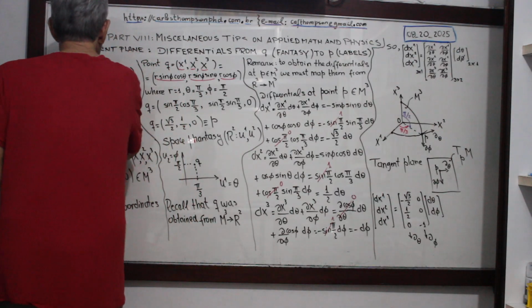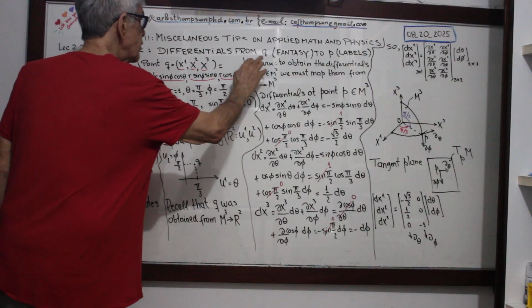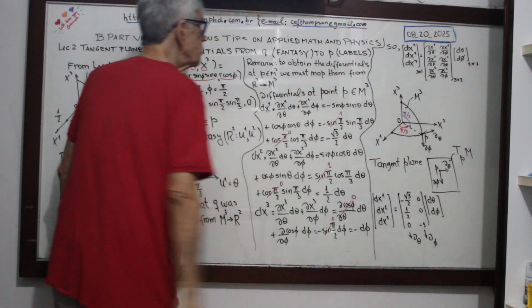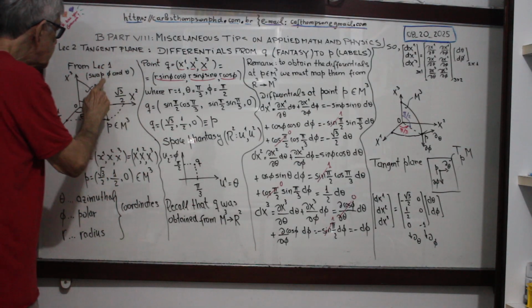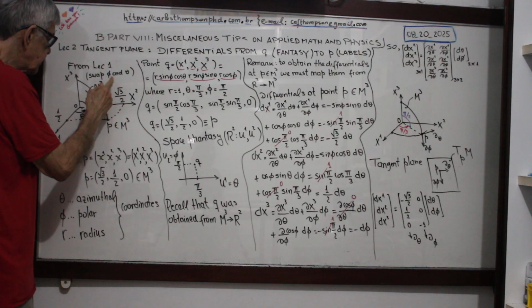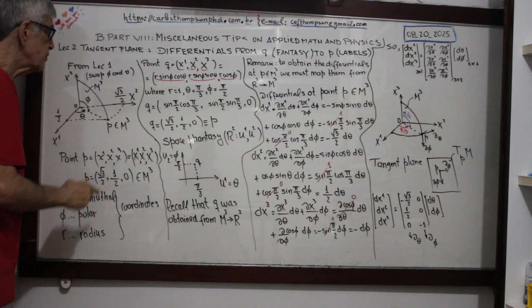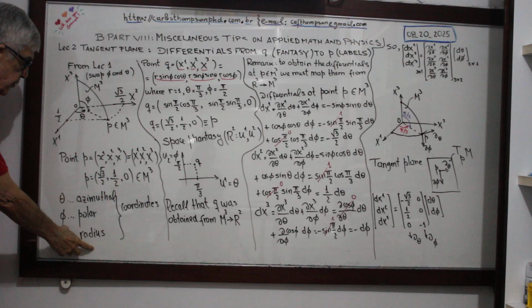Now, lecture 2, tangent plane. Differentials from point Q, the fantasy, to point P, the label. From lecture 1, I just swap this case. Phi is the polar coordinate and theta is the azimuthal coordinate. That's written over here. R is the radius.